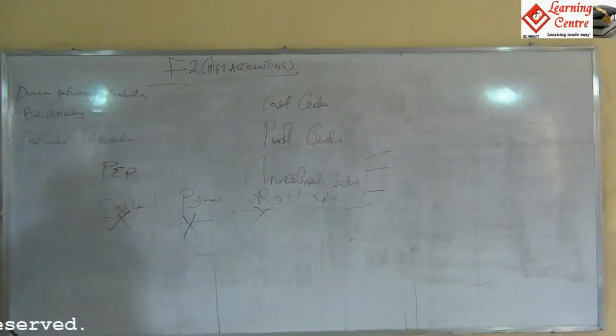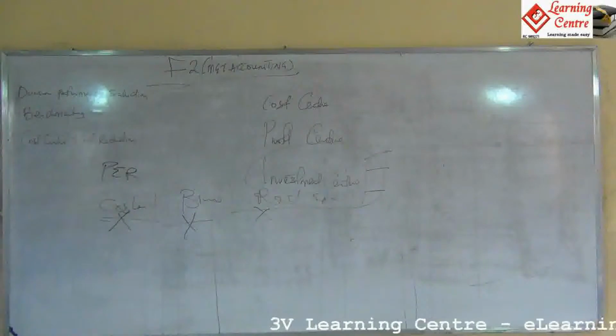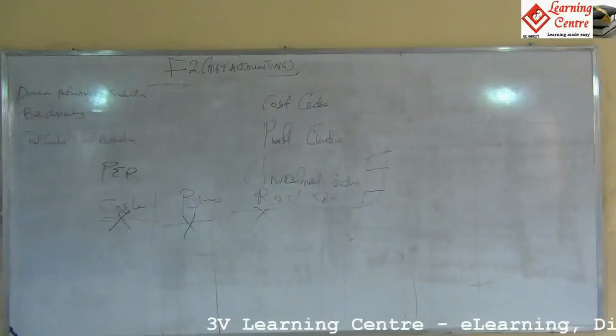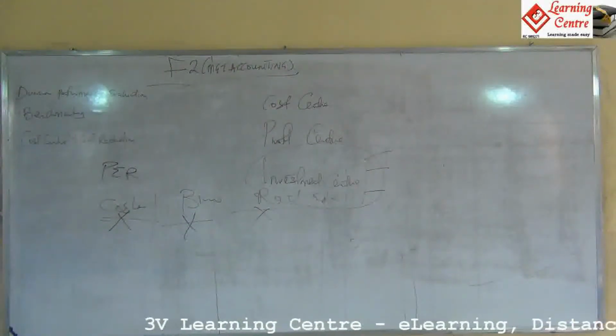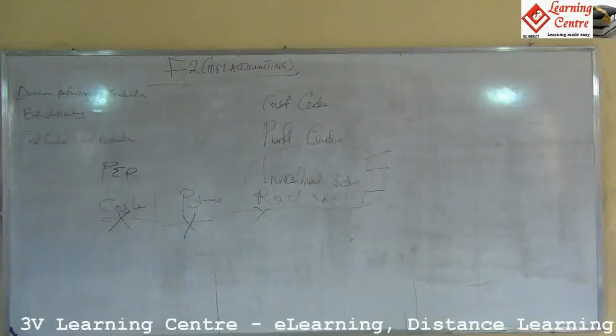Now, a profit center is a department, a person responsible for revenue and cost. Responsible for what? Revenue and what? Cost.